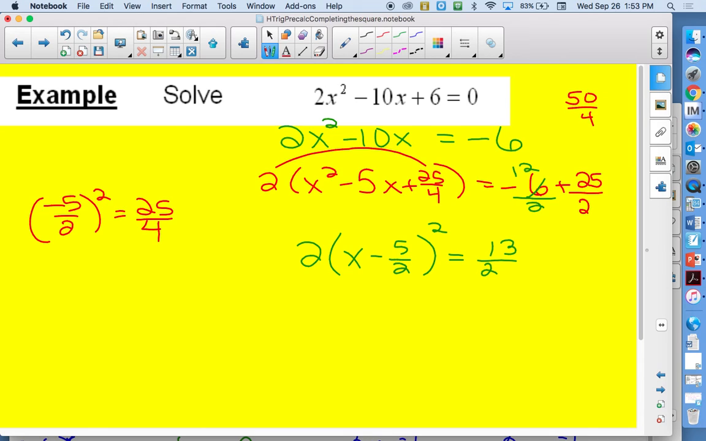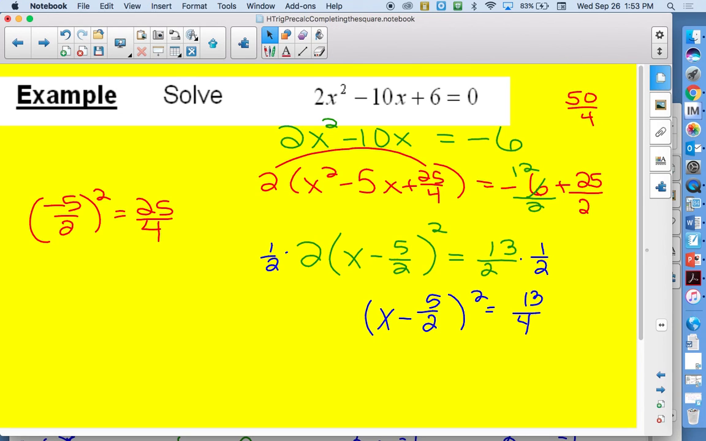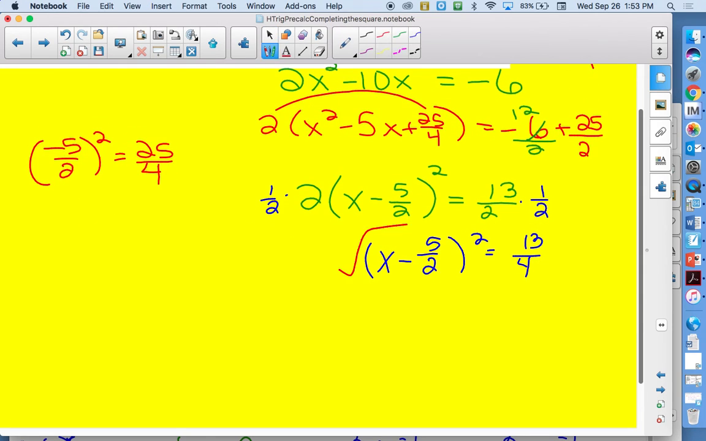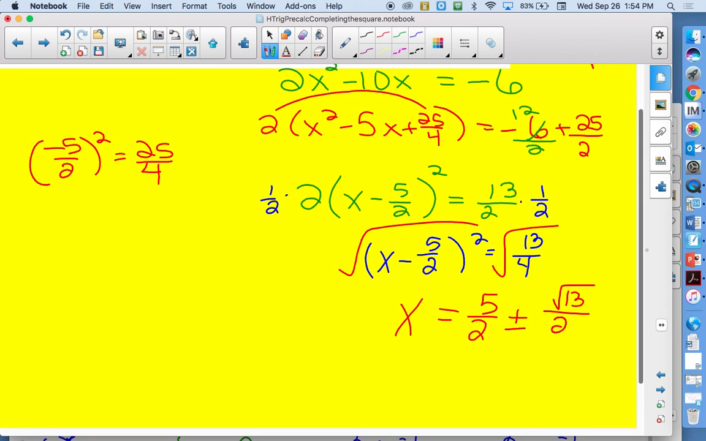So two final steps here. Get rid of the 2 in front. Because we're solving, now you're allowed to get rid of it. Multiply it by 1/2. And then finally take the square root. So your answer, adding 5/2 to get x by itself, don't forget the plus or minus. We have the square root of 13, and the square root of 4 becomes 2.